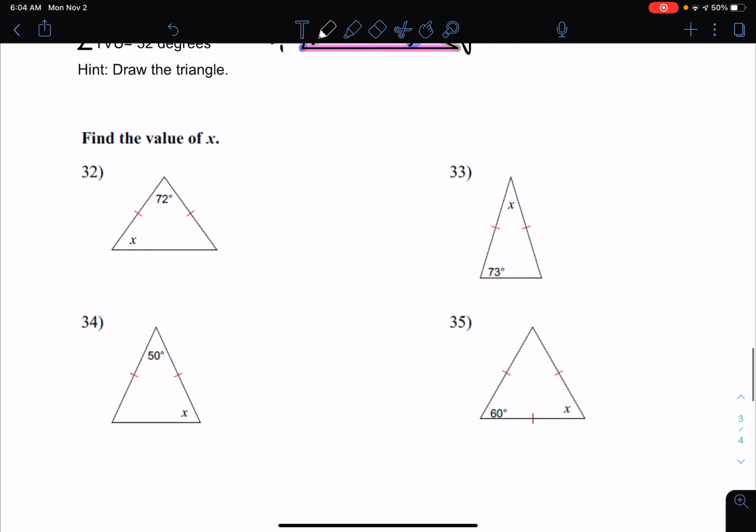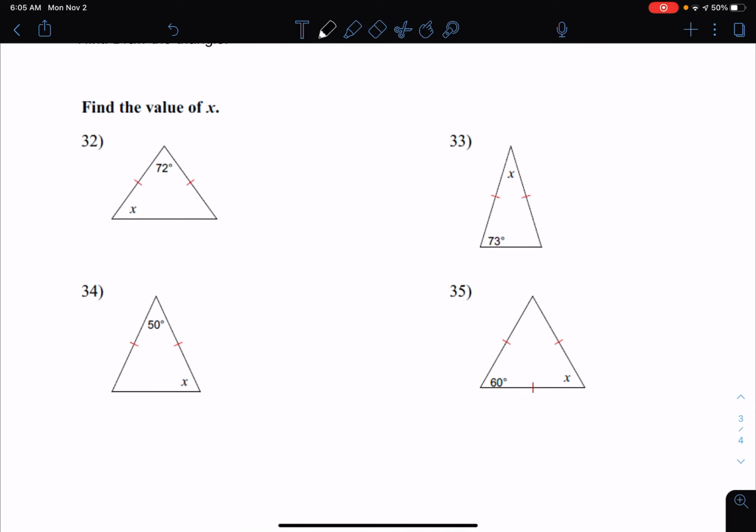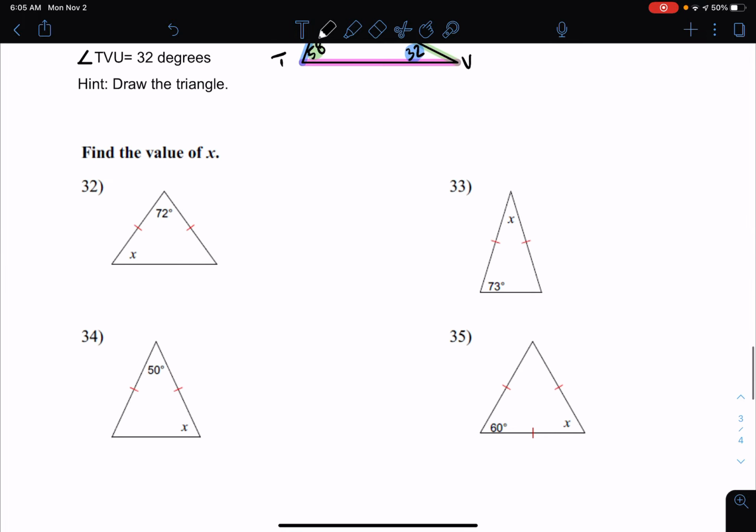All right. Number 32 says find the value of x. And you're going to do that for 32, 33, 34, 35. And then we'll keep going. All right, so these ones are isosceles triangles and equilateral triangles just by looking at the little red tick marks. So let's look at something. So it's telling me that this side here is the same as this side here. So if that's the case, then the angles that are opposite those are going to also be the same.